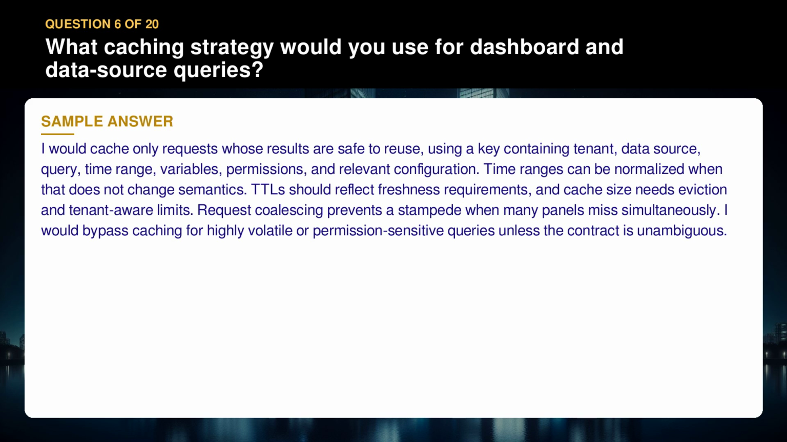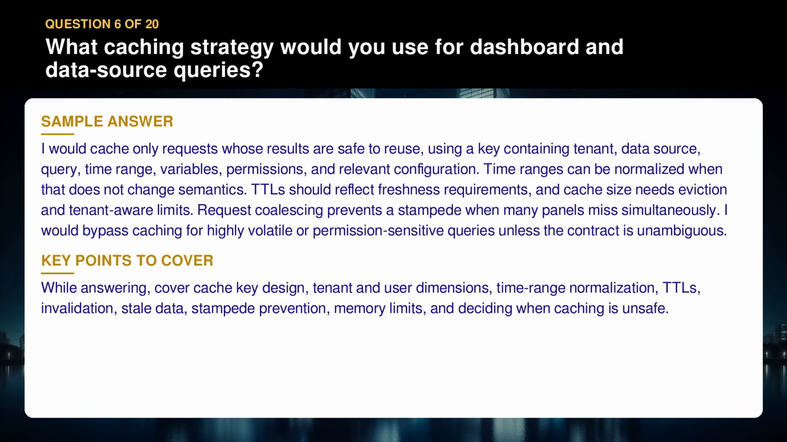Request coalescing prevents a stampede when many panels miss simultaneously. I would bypass caching for highly volatile or permission-sensitive queries unless the contract is unambiguous. While answering, cover cache key design, tenant and user dimensions, time range normalization, TTLs, invalidation, stale data, stampede prevention, memory limits, and deciding when caching is unsafe.